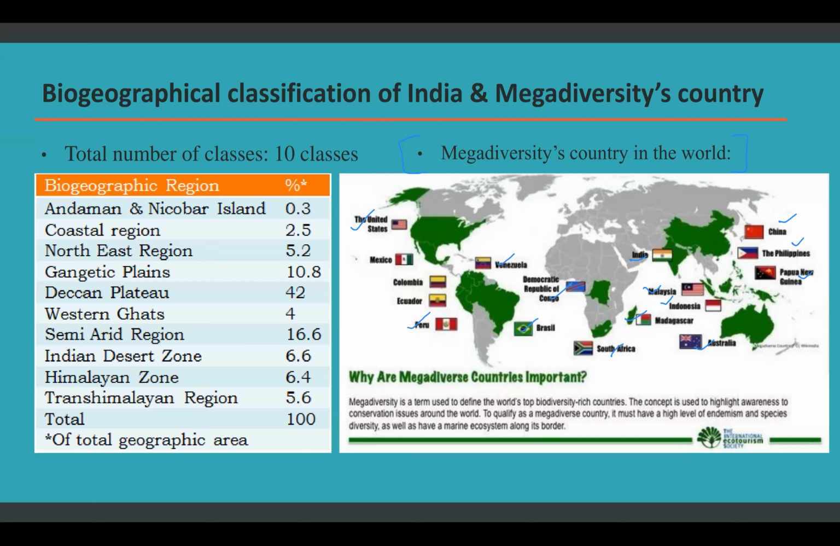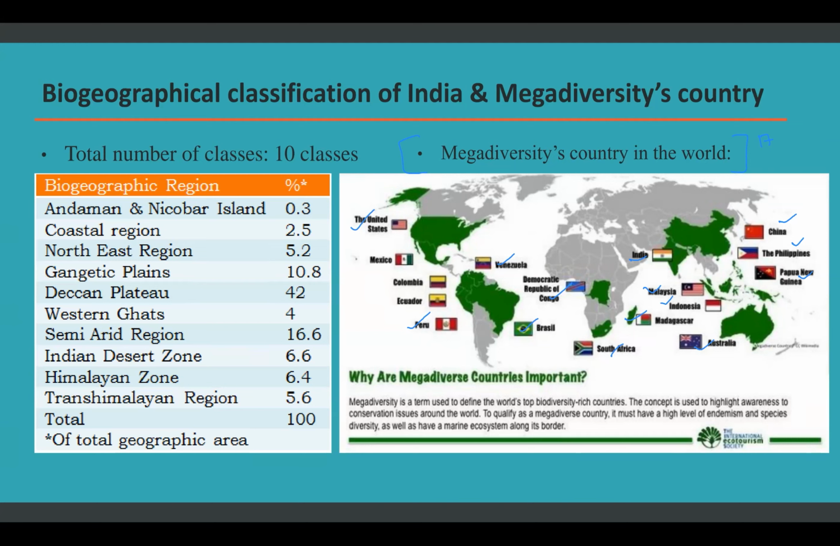What you have to remember is that there are a total of 17 megadiversity countries, and India is one of them. They can ask you the number, or they can provide you options of countries and ask which one is a megadiversity country. So remember that India is also one of them, and these are the other countries that you can see on the screen which are megadiversity countries.